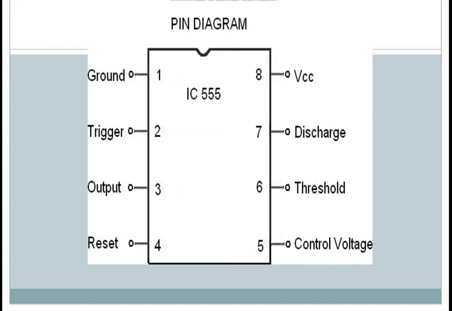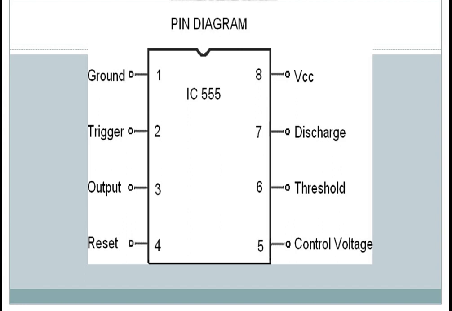This is the pin diagram. In the IC chip there will be a small curve, which is the head of the chip. We have to number the pins from the left as 1, 2, 3, 4, 5, 6, 7, 8. The first pin is for ground, the second is the trigger, and the third one is where we connect our output.